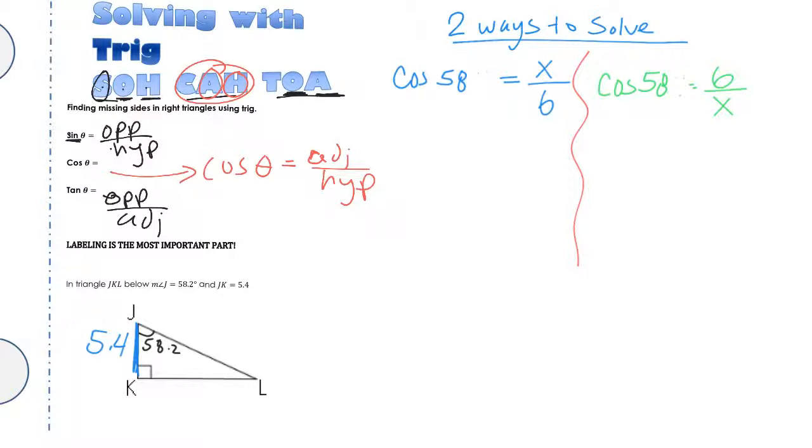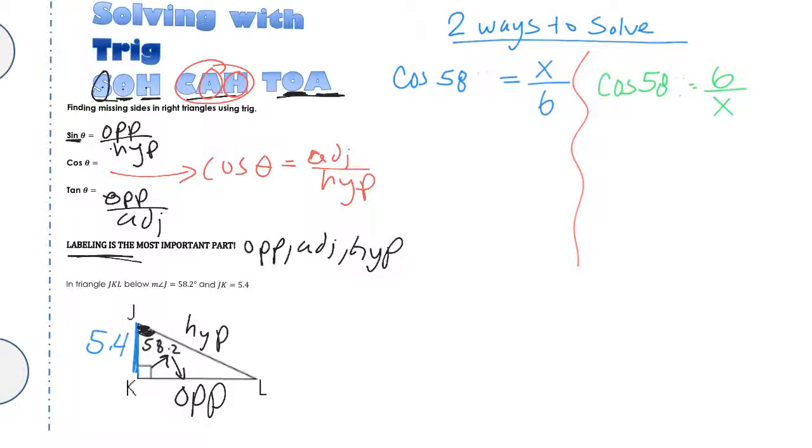And the most important thing when we get a right triangle is to label it with our opposite, adjacent, and hypotenuse sides so we can figure out which one we're going to use. So for example, if I had this triangle where J is 58.2 and JK is 5.4, here's my reference angle, the 58.2. The side across from it is my opposite. The side across from the 90 is the hypotenuse. And the side next to the angle is the adjacent side. So my adjacent is 5.4.